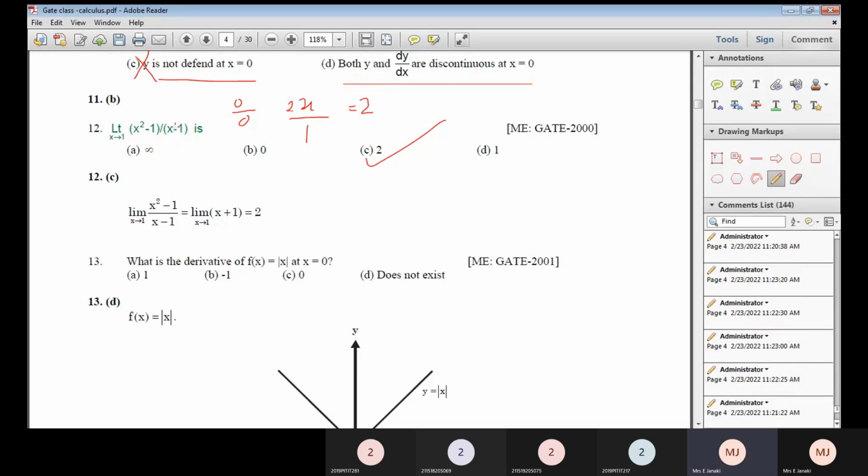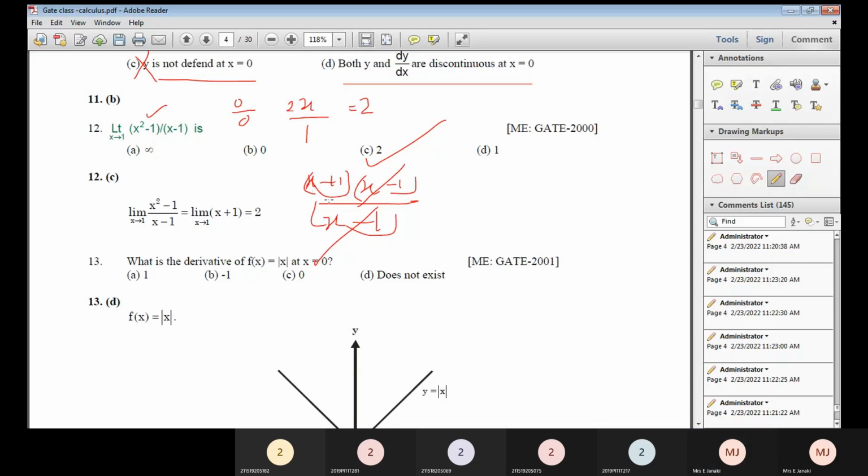Without applying L'Hospital rule, you can just simplify the expression first, then apply the limit. Now the numerator becomes a square minus b square form. You can apply the formula a plus b into a minus b. So now x square minus 1 becomes x plus 1 into x minus 1. The denominator is x minus 1, and x minus 1 gets cancelled. We are getting x plus 1. Now apply the limit x tends to 1 here. X tends to 1, so you're getting 1 plus 1 is equal to 2. And then next.